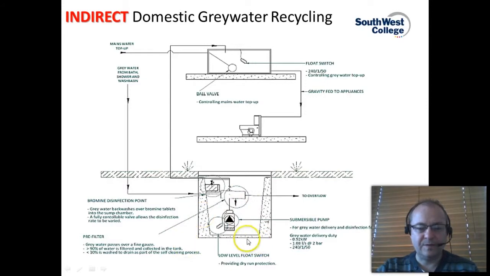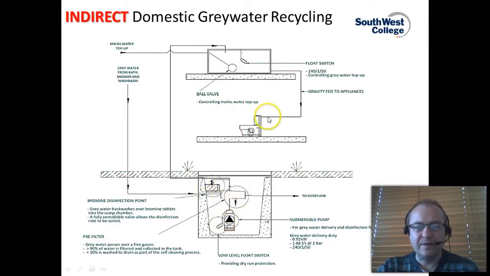The system will also be provided with a low level float switch, and that's there to protect the electrical pump from running when there's no greywater in the sump. If that gets tripped, there's no water there to drive up to the header tank, so the pump will just not run, because running a pump dry can seriously damage it. And when there's no water in your greywater system, that's where your mains water top-up is used to fill your header tank. So basically that's the operation of a typical indirect domestic system.